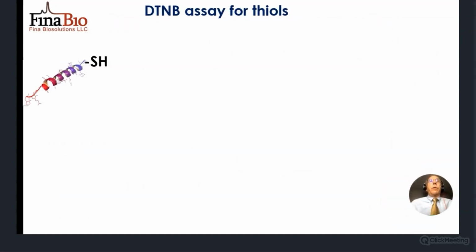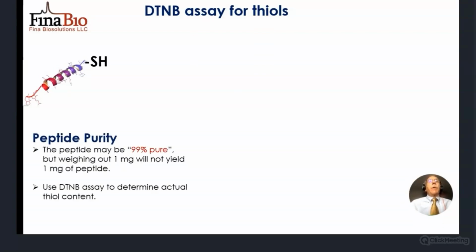So you've purchased your cysteine peptide. I can guarantee you that even whatever they say for the purity of the peptide, if you weigh out 1 milligram, you will not actually end up with 1 milligram of peptide. There are other salts and things that are present that are not detected by the HPLC purity assay. So we use the DTNB assay to determine the actual thiol content, because what we care about is how many thiols, the group that will actually react with your protein, as the key determinant.